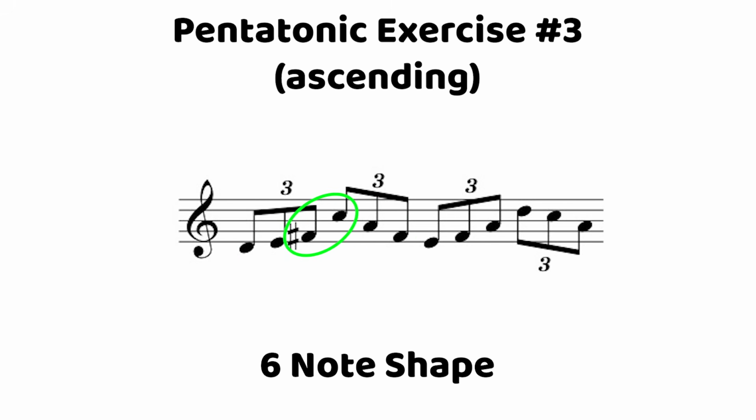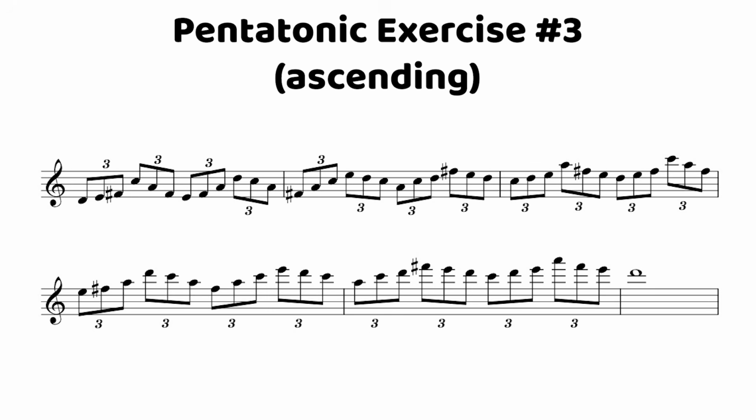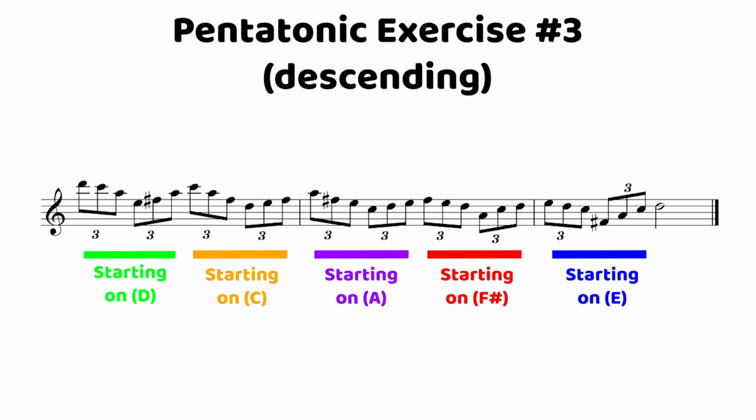You'll see this shape has a jump in the middle of the 6th note shape where it hits the peak of the melodic contour. Then it steps down until it gets to the next degree of that scale, and then it builds that same shape up and down continuously. So let's check out what that sounds like. And then when we go descending, we just turn that whole shape around, and that will sound like this.